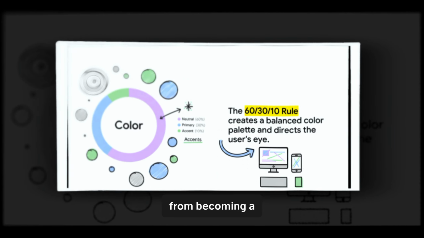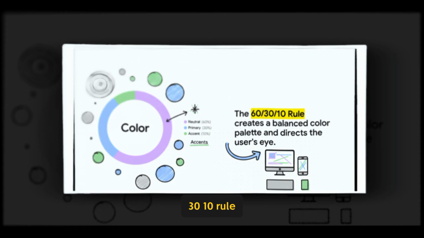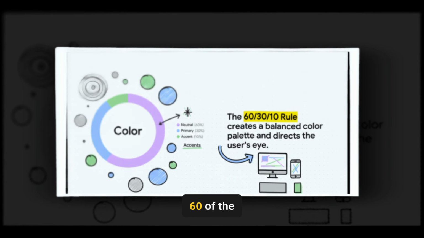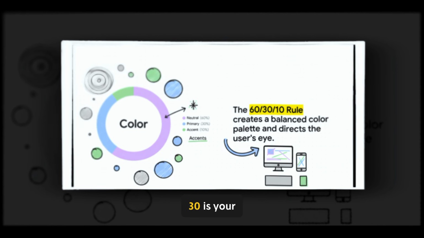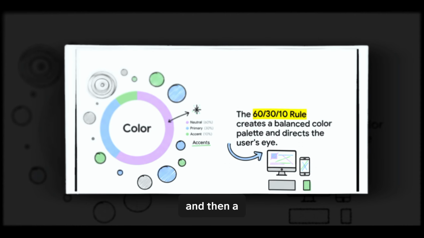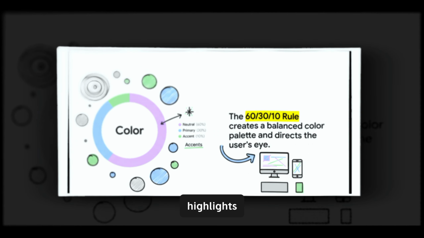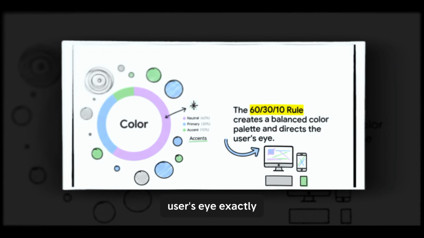To keep things from becoming a total color chaos, a lot of designers use what's called the 60-30-10 rule. It's super simple. As you can see, 60% of the design is a neutral color that gives you a base to work with. 30% is your primary brand color, and then a really important 10% is an accent color used for things like buttons and highlights. It's a simple formula that creates balance and tells the user's eye exactly where to look.